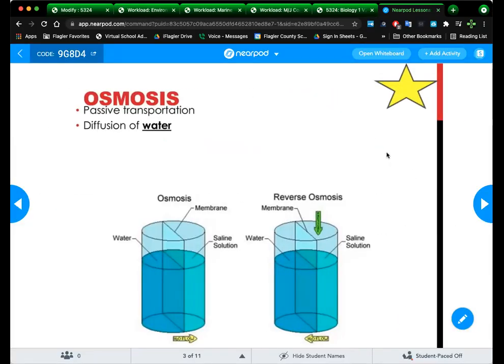Okay, so osmosis is a passive transportation. We just talked about passive transportation. So it goes with the concentration gradient, from high to low concentration. It does not require energy. Okay, this is just specific to water. So it's diffusion of water, movement of water from high to low concentration.